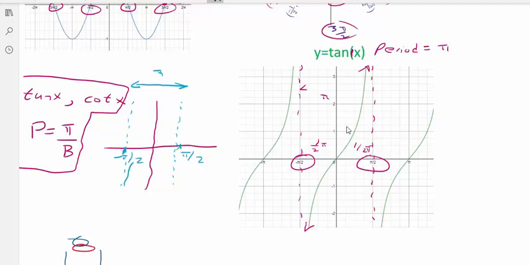The graph kind of looks like y equals x cubed. The difference is this has vertical asymptotes. Y equals x cubed doesn't. So I just knew. And then it's periodic, so you're just going to keep getting the same graph over and over.